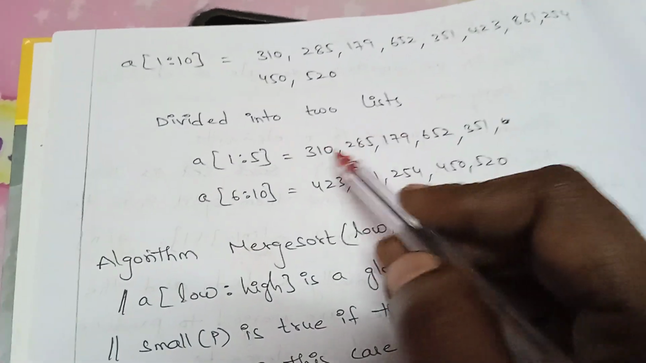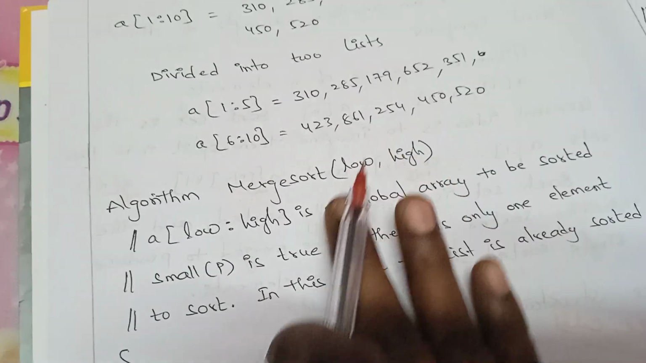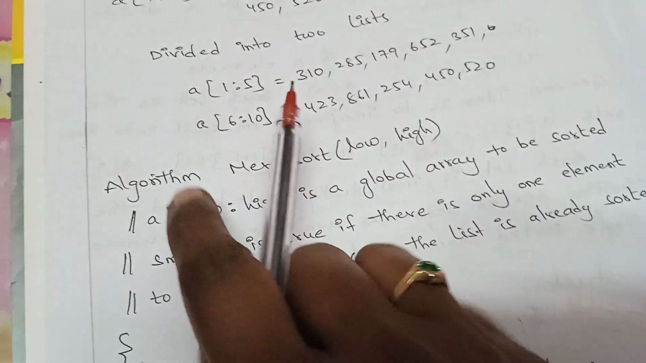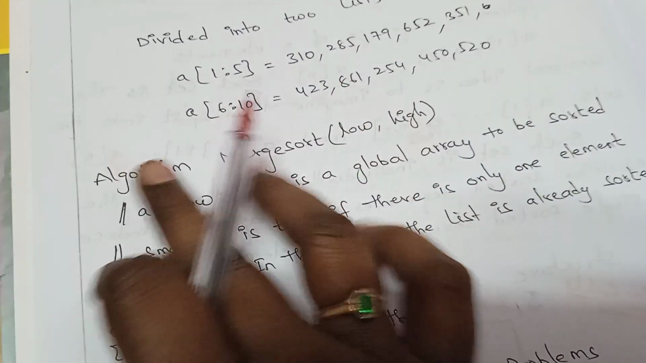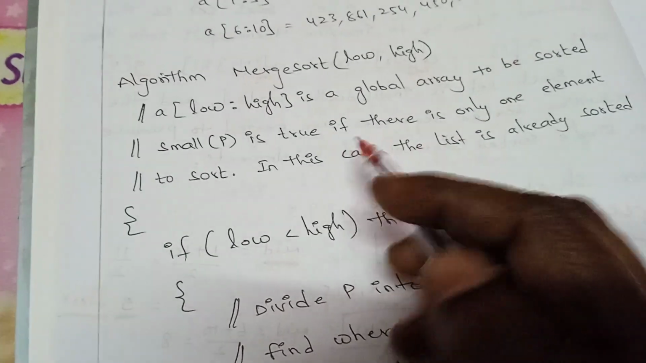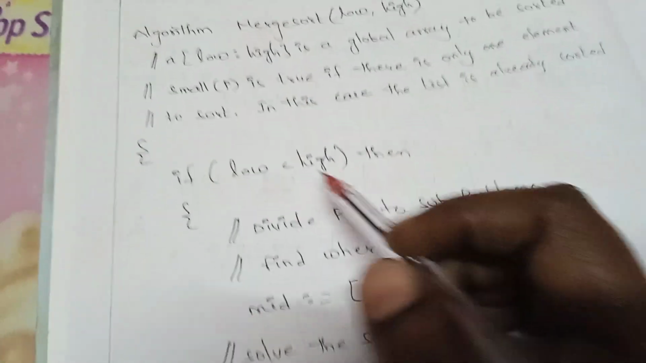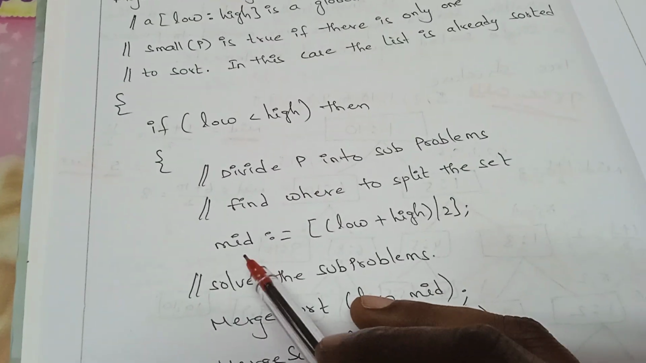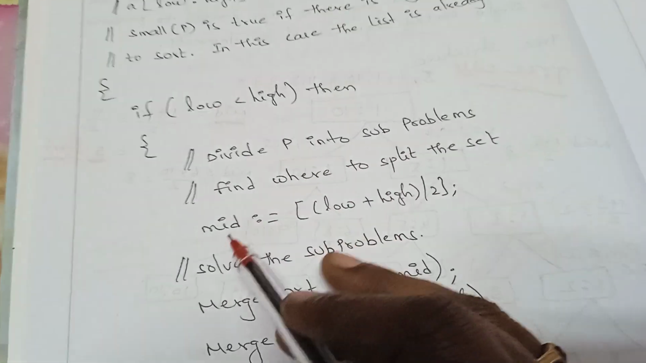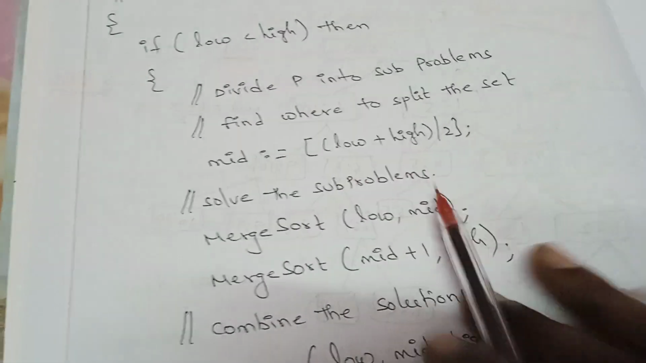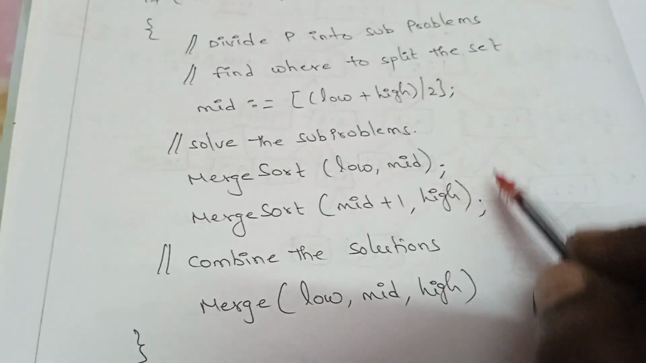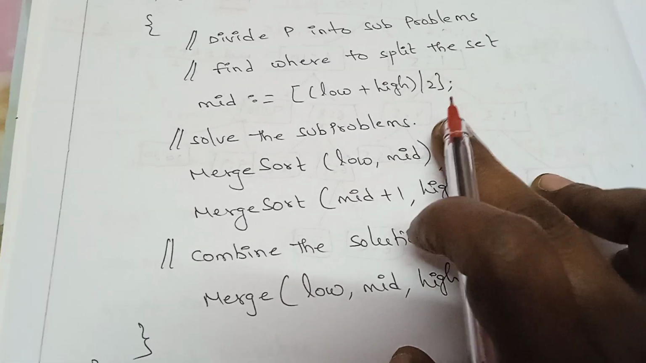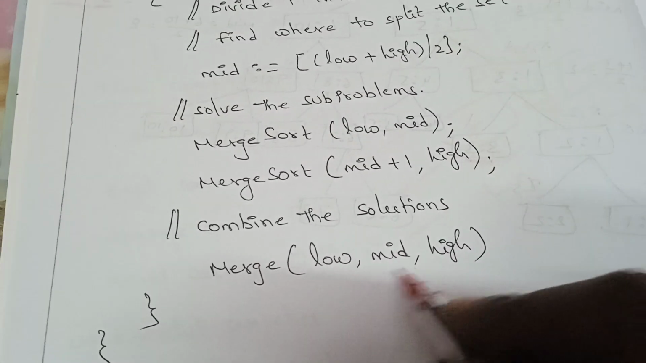Now let's see the algorithm. From an examination point of view, you have to take one example. You should divide the list into two halves and do it in such a way in each comparison. Algorithm MergeSort(low, high): if low is less than high, then we divide the problem into subproblems based upon the middle element. We'll solve the subproblems low to mid and mid plus 1 to high.